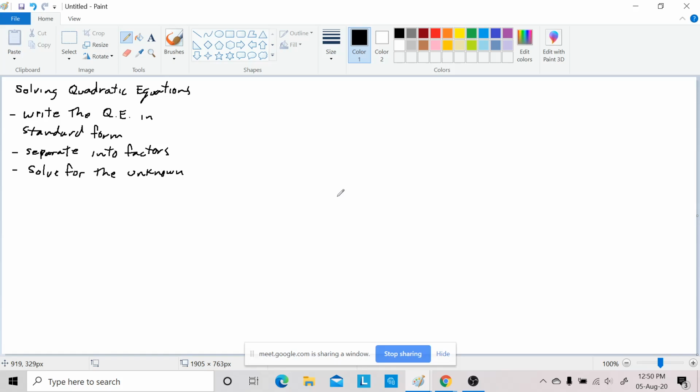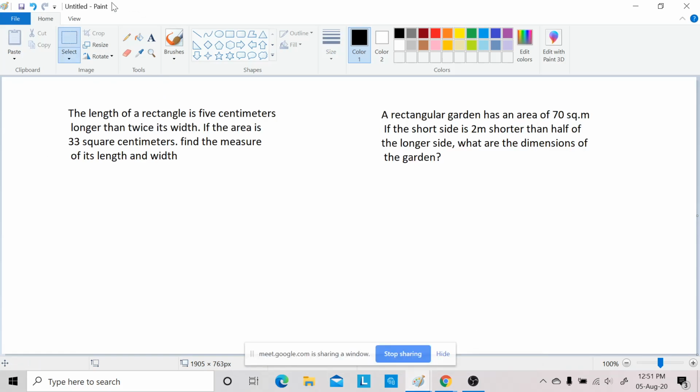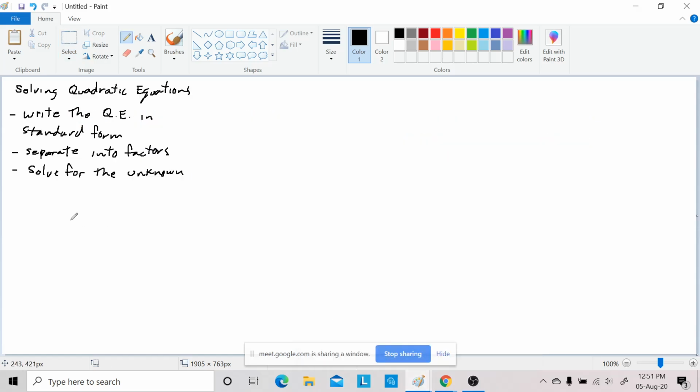Okay, now we solved several examples. If I'm not mistaken, I gave you three examples last time on how to solve quadratic equations, and then I left you with a problem to solve. Now, were you able to solve it? Did you try solving it? Yes. Okay, I think this is the problem.